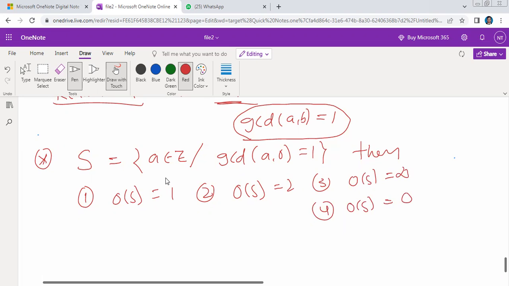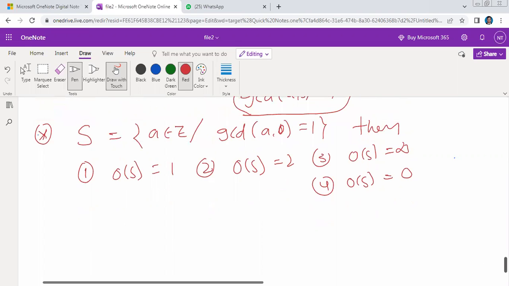S is a set, a belongs to Z, the GCD of a comma 0 is equal to 1, relative prime. Option 1. If the GCD of a comma 0 is 1, what must be in that place? 1. Some said option 3, infinity.